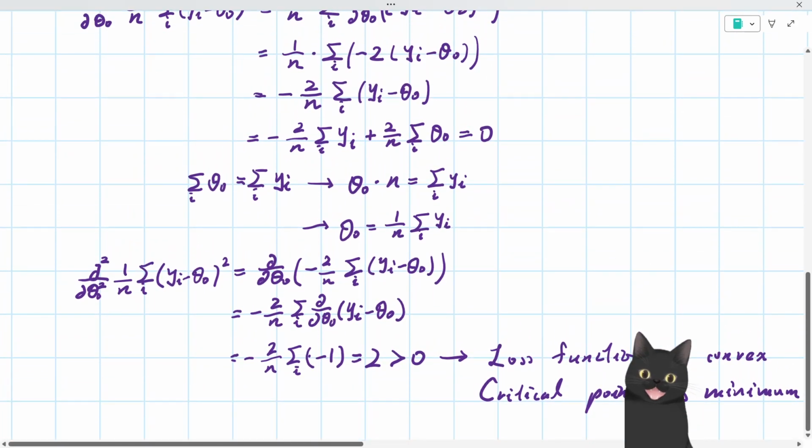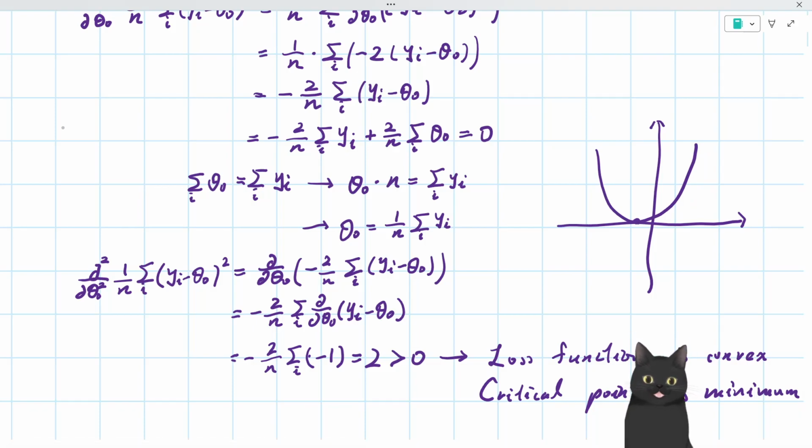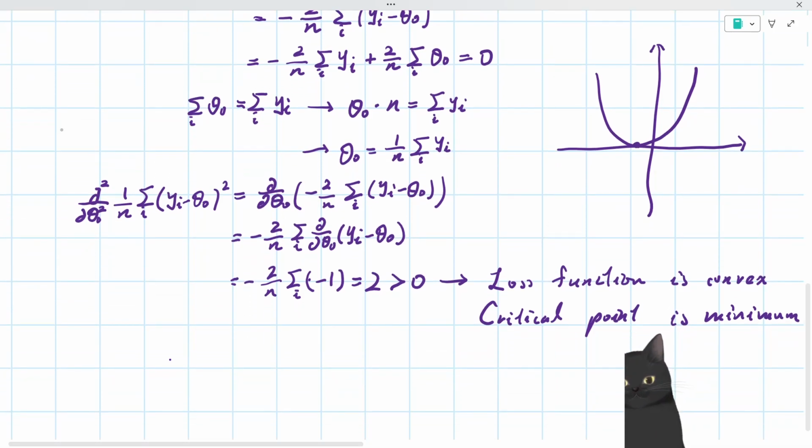Remember that when the second order derivative is positive, the function's curve opens upwards, and therefore when it has a critical point, it will be at the lowest point of the curve, or else it's impossible for the curve to open upwards. So therefore, the optimal theta naught, which we express as theta naught hat, is equal to the average of all the actual values.